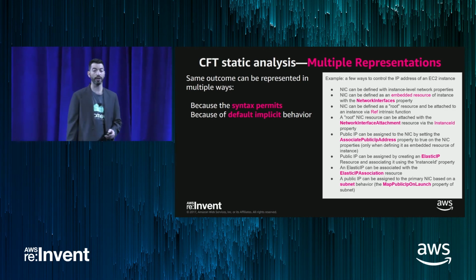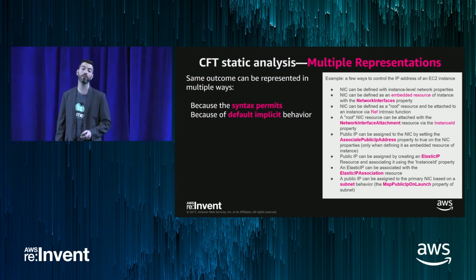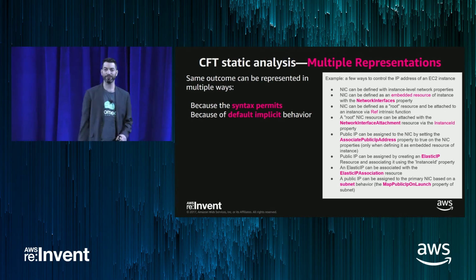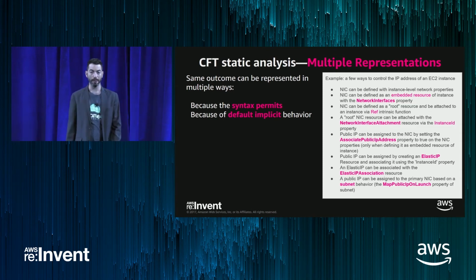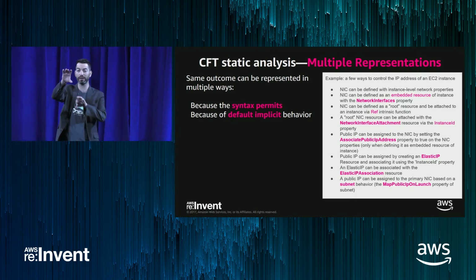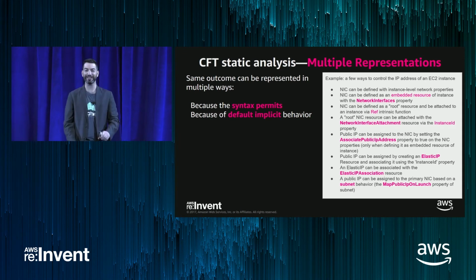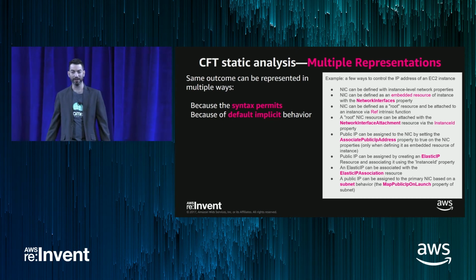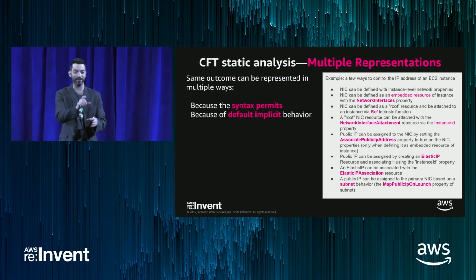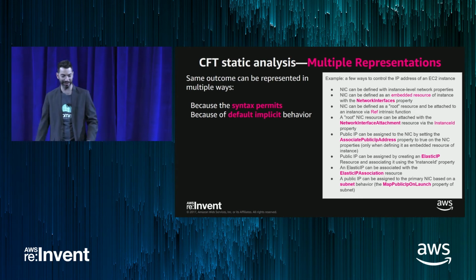I'm not going to read it to you. You can review that. But this shows how many ways to control the IP address of an instance. So we can have an instance resource with an embedded network interface resource. We can have an instance resource with another root level network interface resource that is referencing this instance. We can have an instance, a network interface, and another network attachment resource that will tie those two together.